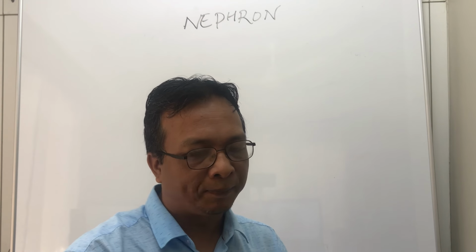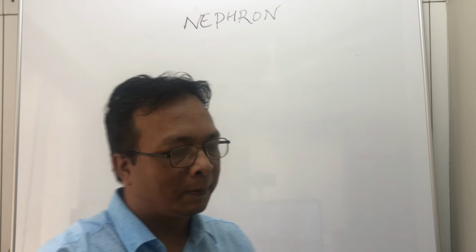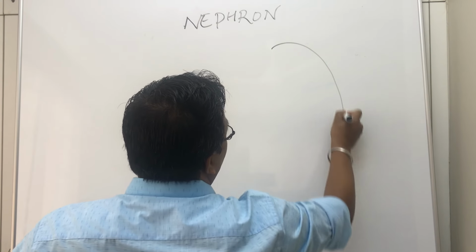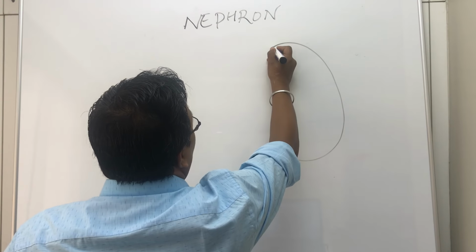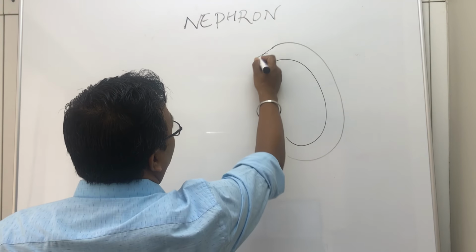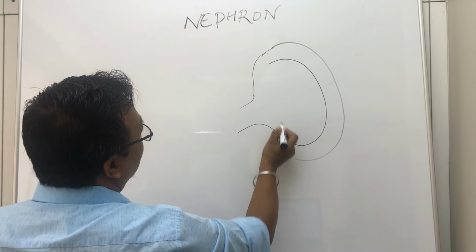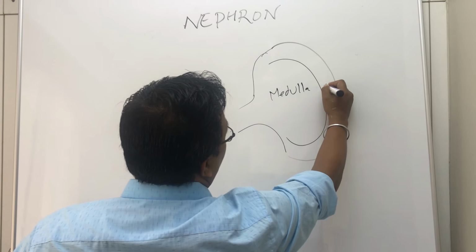Introduction of the kidney. So today we are going to study the nephron. As you see in the picture, there is a nephron here. So if you remember the kidney, bean shaped, and the outer layer is cortex. So this part is medulla and this part is cortex.